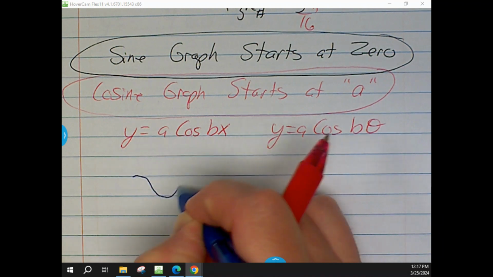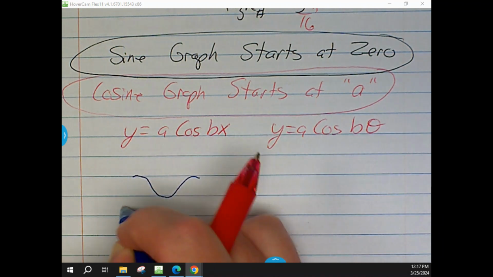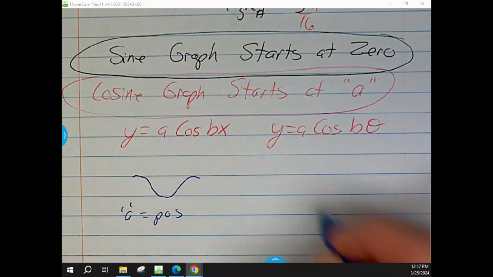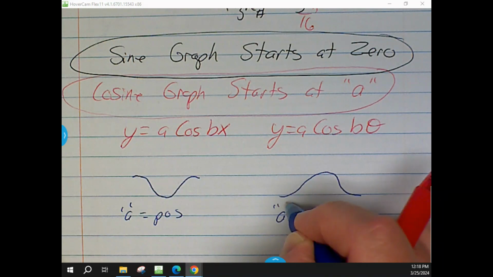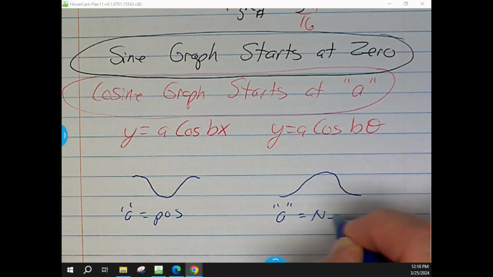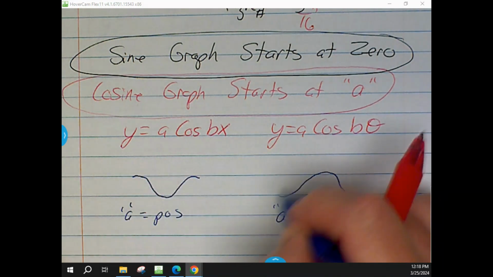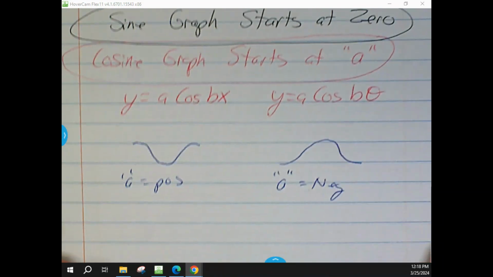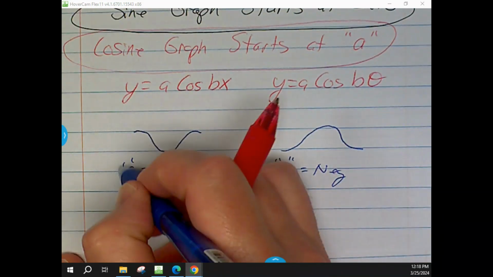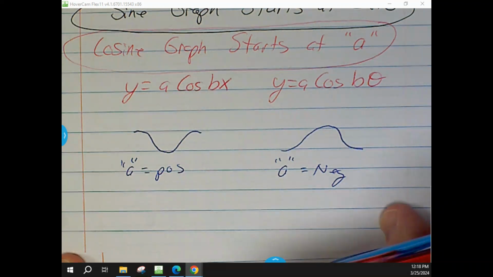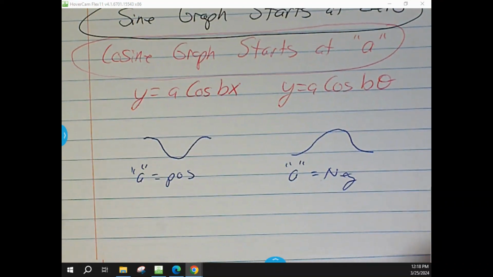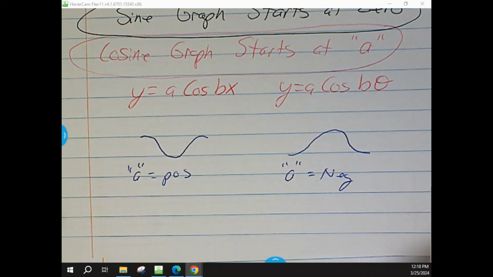So either you get a graph that looks like this for where A is positive, or you get a graph that looks like this if A is negative. So you either get a bowl or you get a mountain, one of the two. Okay, so we'll do one graph of each one and just let you see kind of how it works. Everything works the same. Only thing that's going to change is, again, just where you start. Either you're going to start at the bottom or the top.